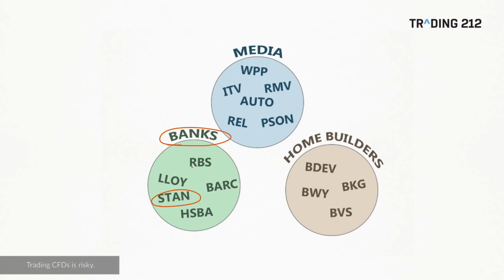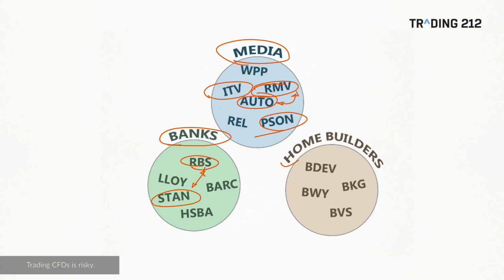In contrast, if we look at something like RBS, it does do banking in the UK under a number of different names, NatWest, RBS, and Coutts, for example. So they're not as similar as they might at first appear. Similarly, if we look at the media industry here, yes, ITV, Auto Trader, and Rightmove might all make money in different ways from advertising revenue, but there are differences there. Pearson is involved in publishing, so although they're all media companies, they do differ.